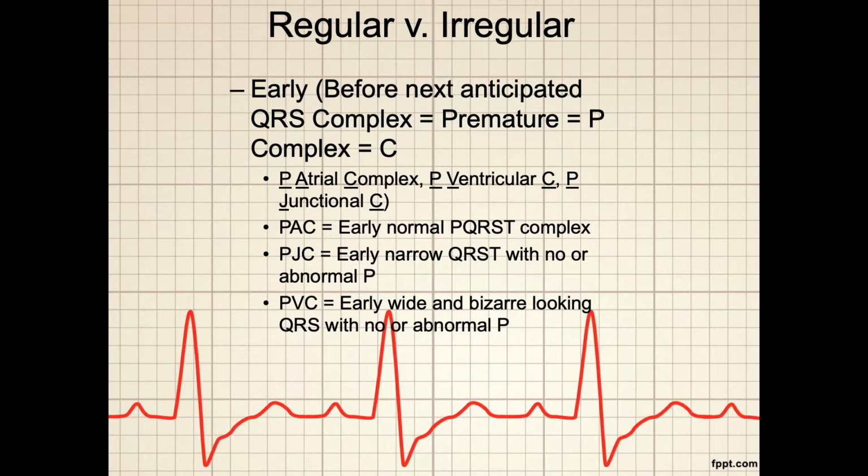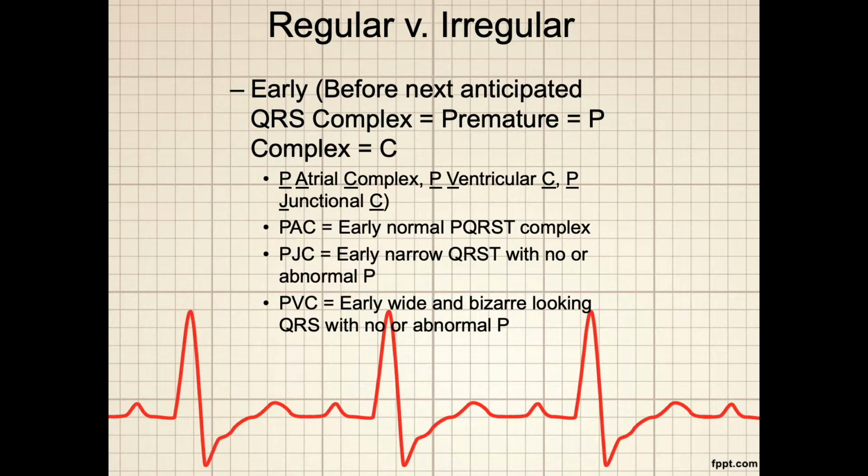With a PAC, it's an early normal PQRST complex. With a PJC, you have an early beat with a narrow QRS complex and T waves normal, with absent or an abnormal P wave. And a PVC is an early, wide and bizarre looking QRS with no P wave.